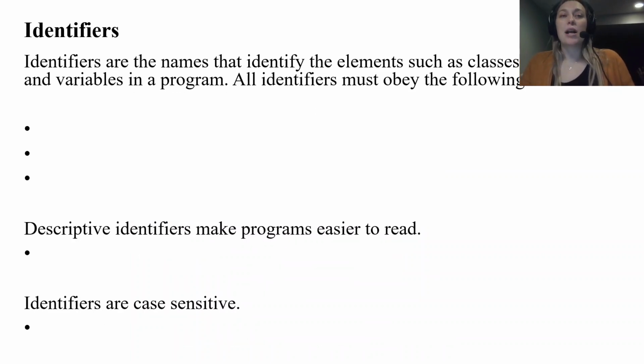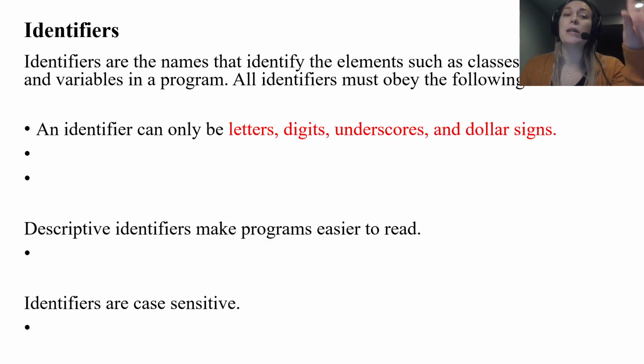Identifier. Besides those keywords, you can create anything to be an identifier in a program. Identifiers are names that identify elements like classes, methods, and variables. So we use the word identifier to kind of encapsulate all of those things. Today we're specifically going to be talking about variables. When we talk about identifiers, they have to obey these rules. They can only be letters, digits, underscores, and dollar signs.